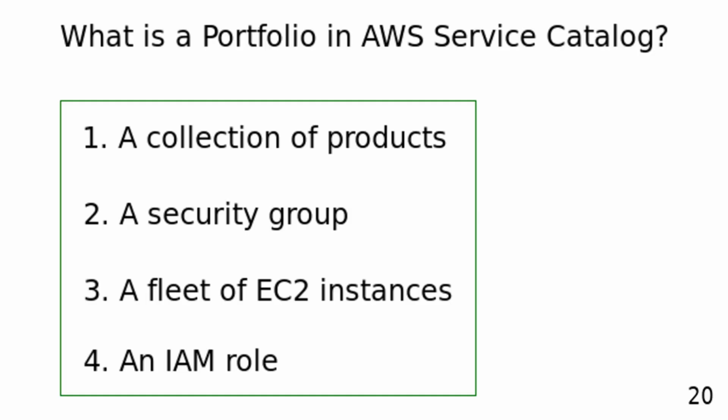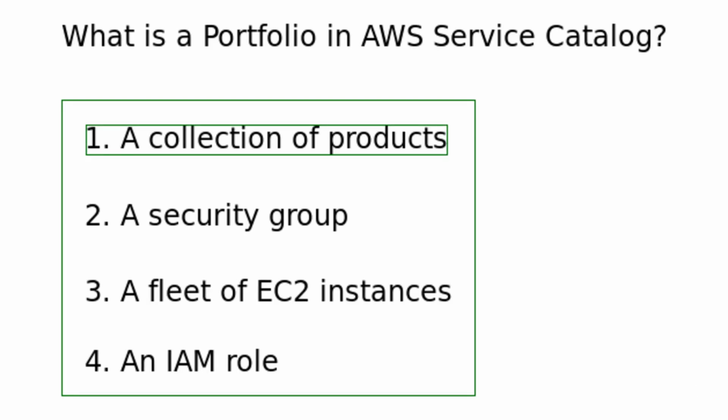What is a portfolio in AWS Service Catalog? A collection of products. A security group. A fleet of EC2 instances. An IAM role. In AWS Service Catalog, a portfolio is a collection of products, each representing an AWS resource that can be provisioned.